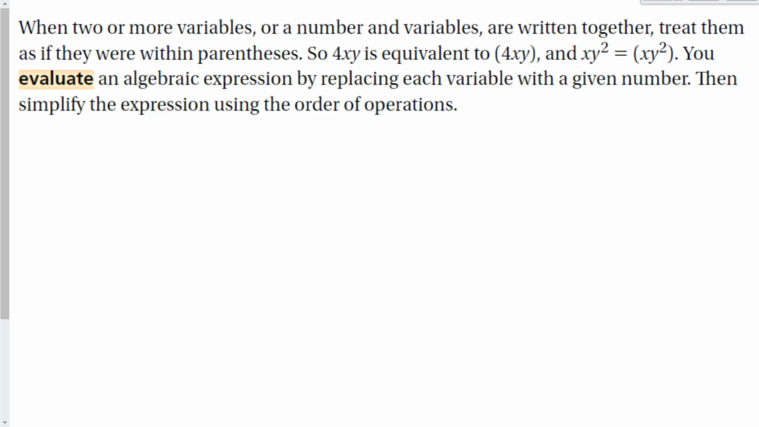Next, when 2 or more variables or a number and variables are written together, treat them as if they were within parentheses. So an expression like 4xy is the same thing as parentheses 4 times x times y. And xy squared is the same thing as parentheses xy squared. So we evaluate an algebraic expression by replacing each variable with a given number and then simplify the expression using, of course, order of operations.